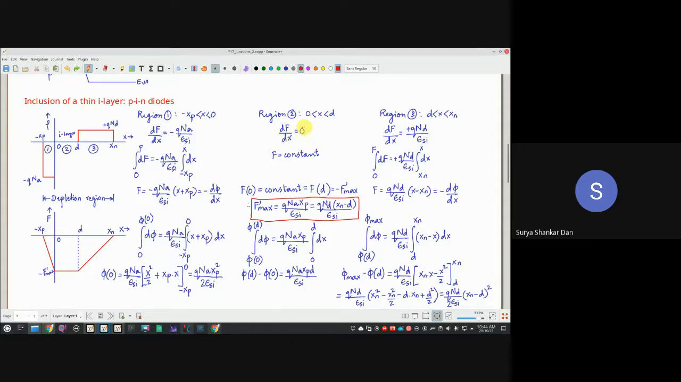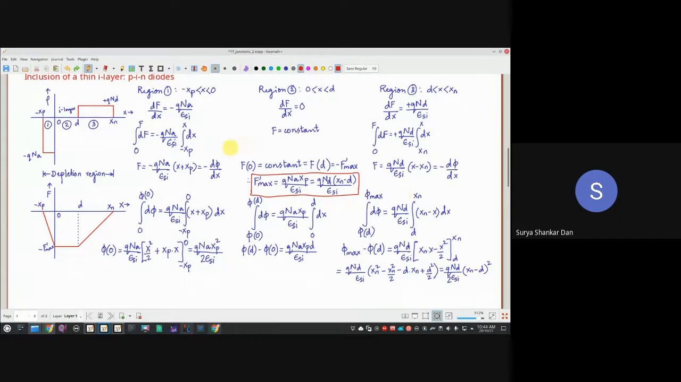So essentially dF/dx equal to 0. Clear? So what we understand is that the field has to be constant in this region, as I have shown over here. It is constant. Now I have simply carried out the calculation as we had done for the simple PN junction electrostatics. And we figured out that F0, that means the field at the point 0, is given by here qNA xp by epsilon Si, and the field at d is also the maximum field, which is given by this. I have done the calculation here, you can check it out.